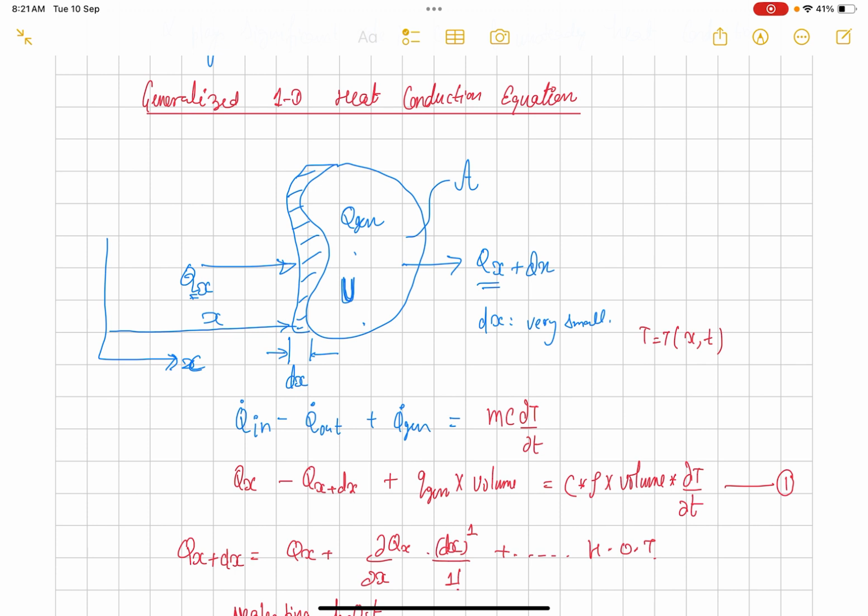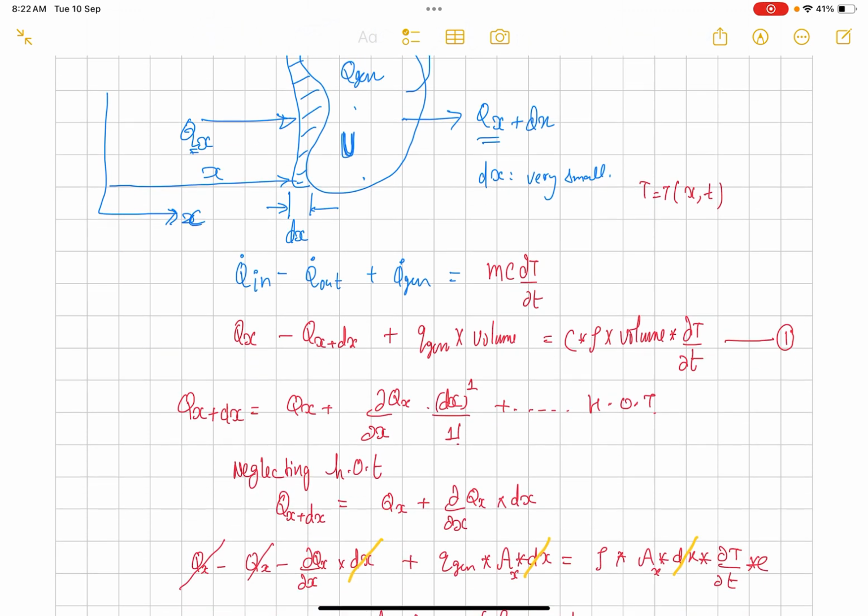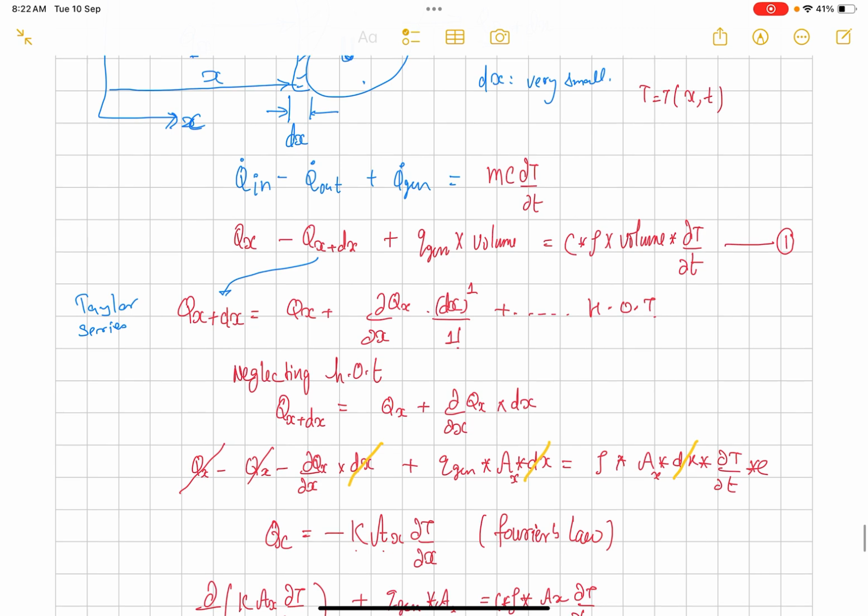So Q in will be Qx, Q out will be Qx plus dx, and Qgen will be the volumetric heat generation times the volume, and mc is rho times volume times specific heat of this body, times del T by del t. To find the value of Qx plus dx, we can use the Taylor series expansion, expanding only up to the first order term, annihilating all the other terms, and putting that Qx plus dx value in equation 1.